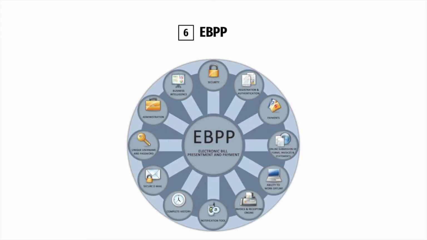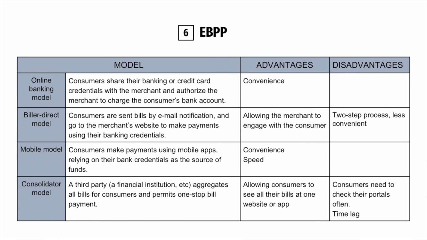Now we will move on to the sixth part, which is the features and functionality of EBPP. More and more companies are choosing to issue statements and bills electronically rather than mailing out paper versions, especially for recurring bills such as utilities, insurance, and subscriptions. Therefore, there are EBPP business models: online banking, biller direct, mobile, and consolidator.